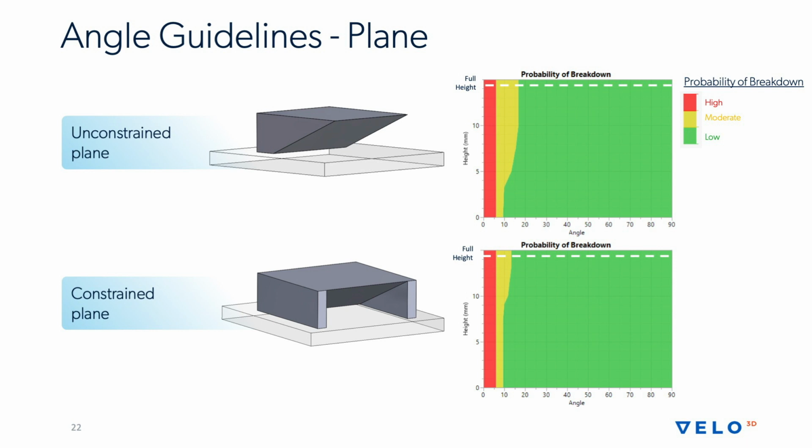And then a constrained plane. For reference, let's assume that this is about a 1-inch span between these two vertical walls, and so it's fairly well constrained. What you'll see on the plots is that the area that we'll call moderate probability of breakdown, where you run some significant risk, has more of a restriction on the unconstrained plane.